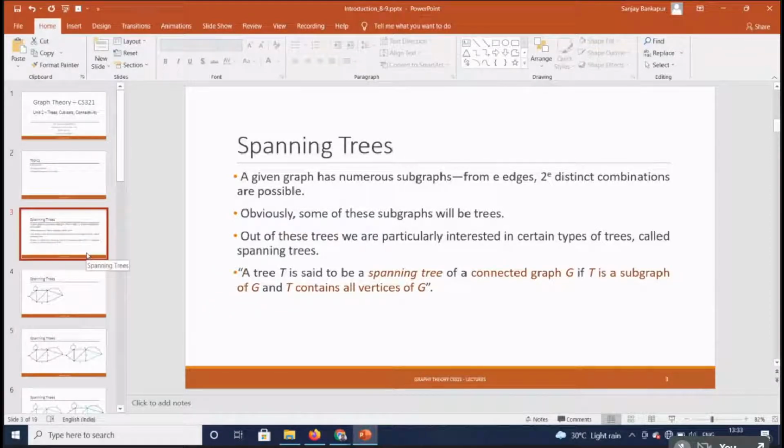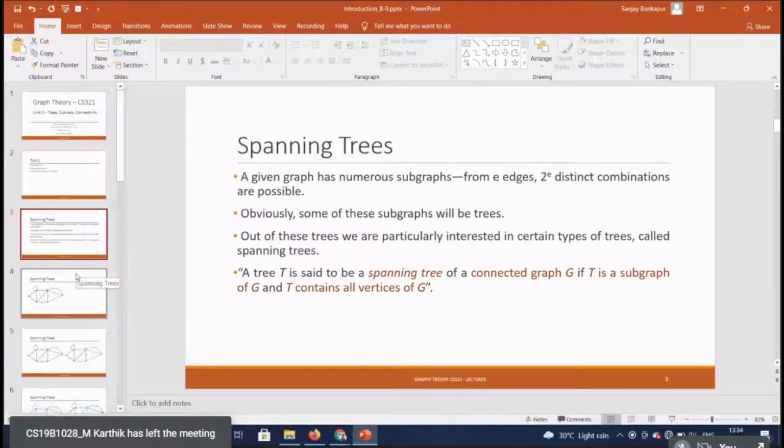Just to quickly refresh, a spanning tree is a special kind of tree. It has to be a connected graph for sure, and it's a subgraph of a given graph. The spanning tree should cover all the vertices of the given graph, and it should be minimally connected. A tree itself is minimally connected. So the spanning tree should have all the vertices of the given graph.